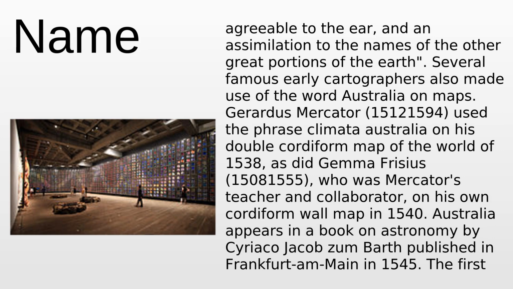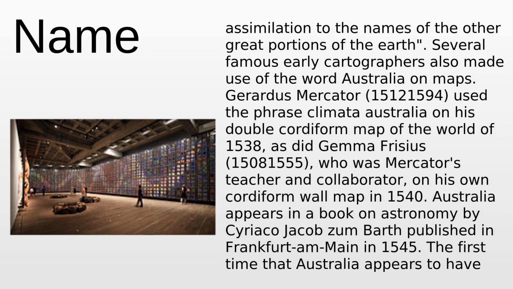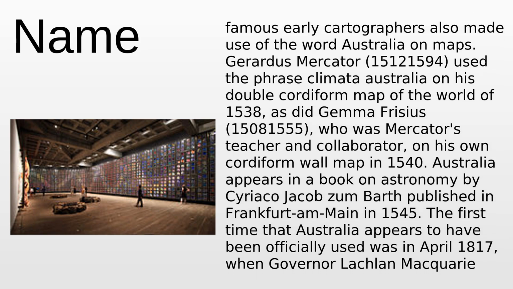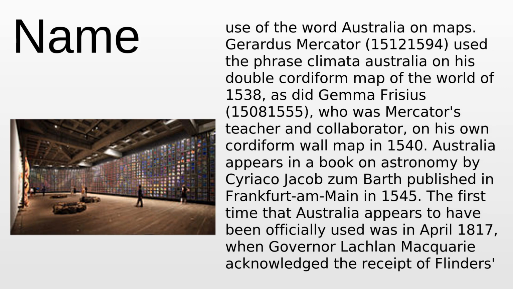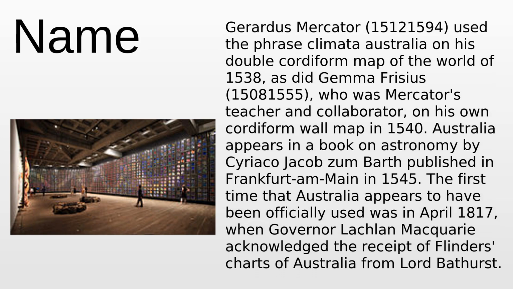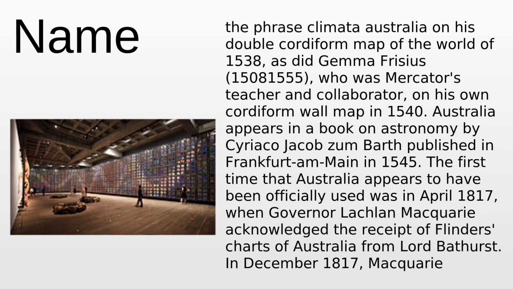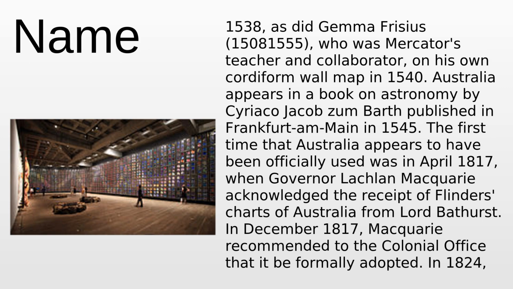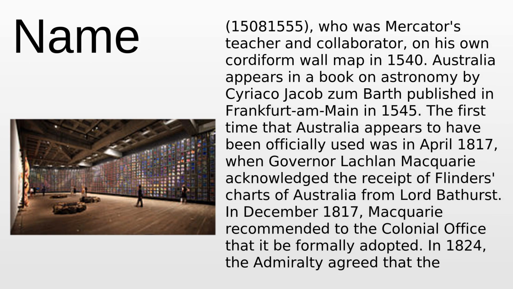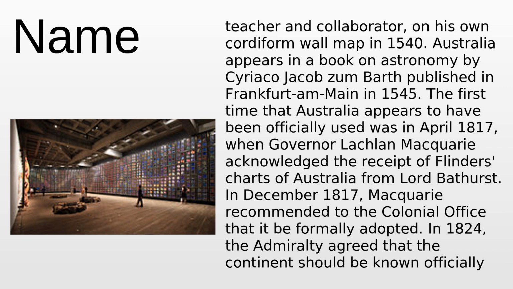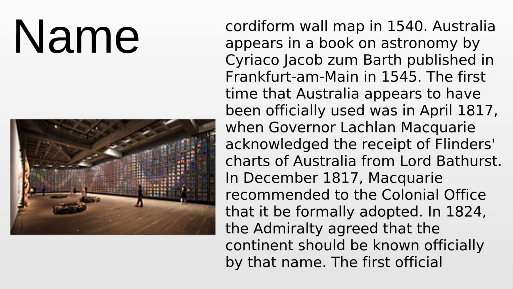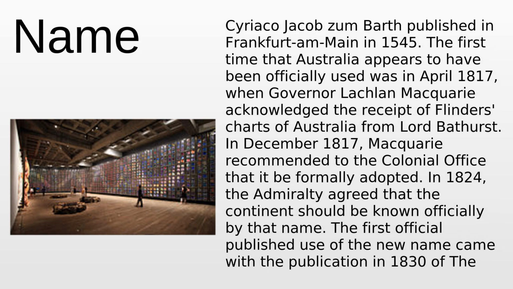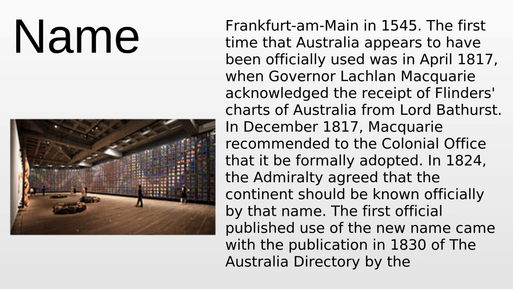Several famous early cartographers also made use of the word Australia on maps. Gerardus Mercator, 1512-1594, used the phrase Climata Australia on his double cordiform map of the world of 1538, as did Gemma Frisius, 1508-1555, who was Mercator's teacher and collaborator, on his own cordiform wall map in 1540. Australia appears in a book on astronomy by Cyriacus Jacob Zumbarth published in Frankfurt am Main in 1545.